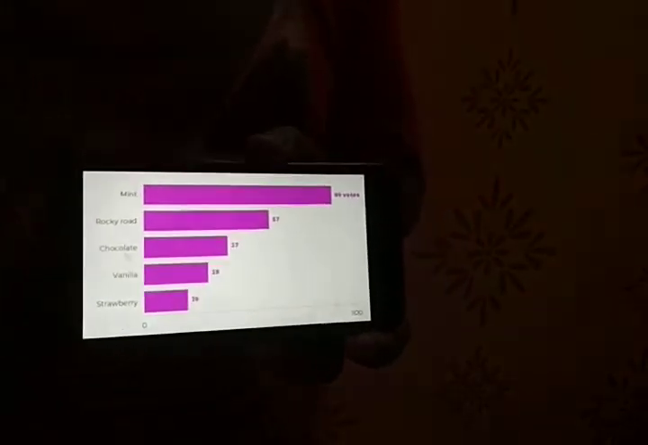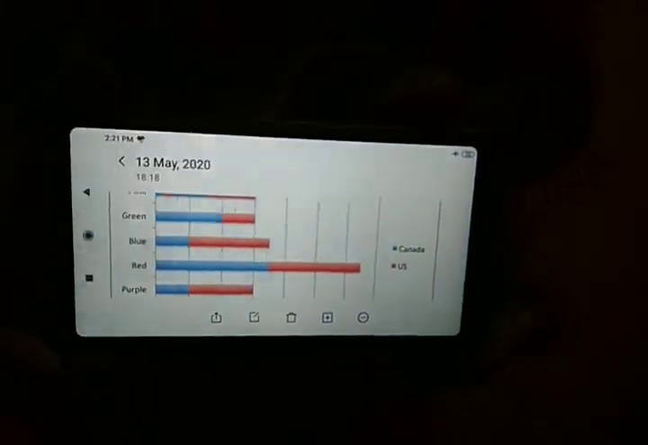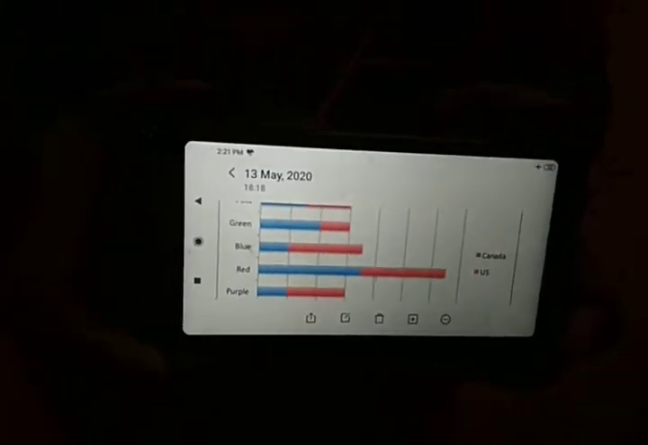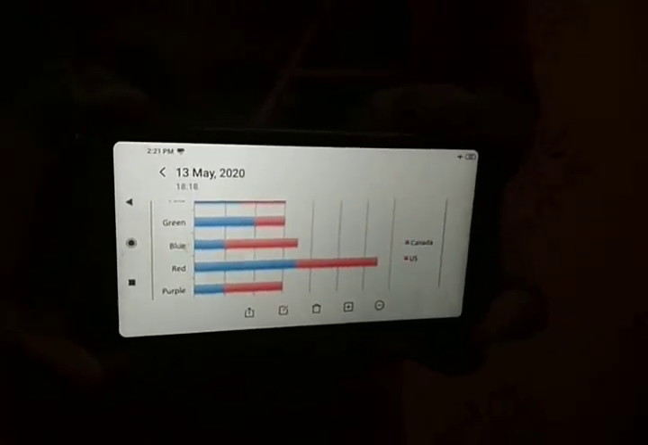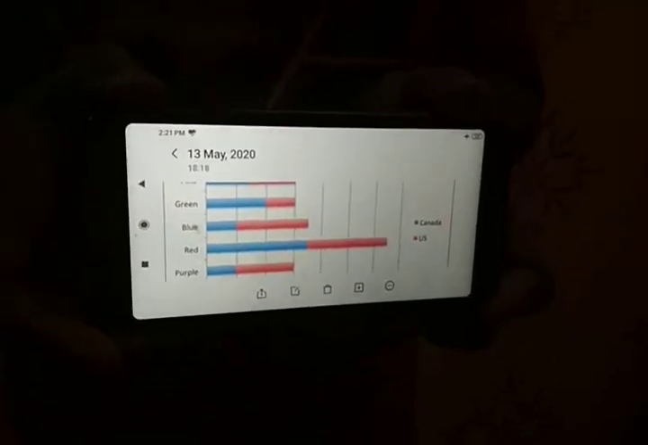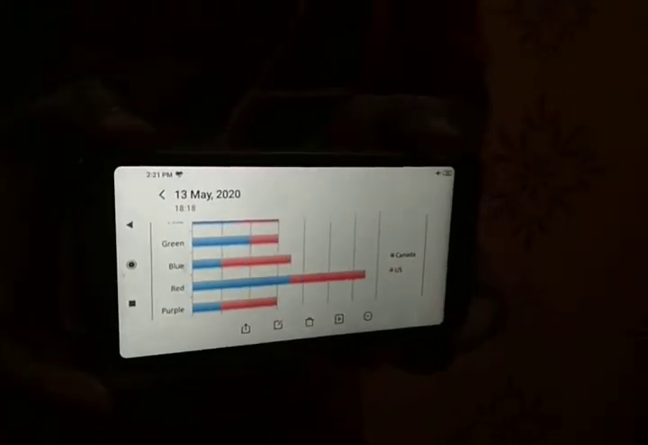Now we see the stacked bar chart. तो stacked bar chart देखेंगे. So this is the stacked bar chart. So it is used for comparison between different data values. ठीक है, bar chart is used for comparison of different values.